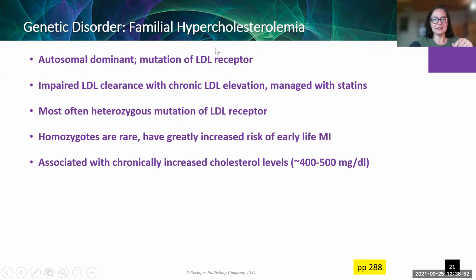All right, so going back to this genetic disorder, usually we see heterozygotes, somebody who has one copy of the defective allele, because homozygotes is pretty rare, and the numbers are insanely high, and those patients have very, very high risk of early myocardial infarction. The heterozygotes have a better chance at a longer life, but they do have chronically increased cholesterol levels. I'll just remind you, generally we think of 200 milligrams per deciliter as kind of the cutoff. That's kind of high. And these patients are routinely running in the 400 and 500 range. So very high cholesterol numbers.